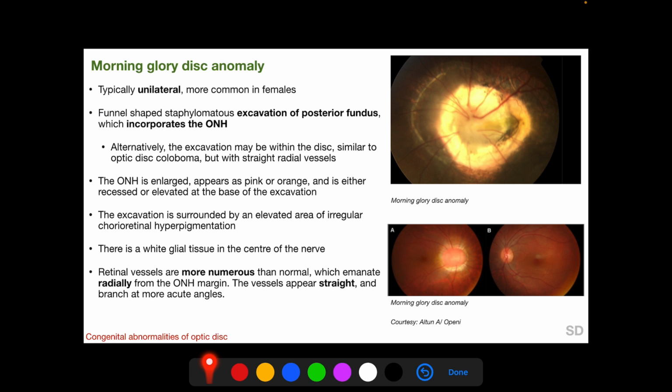The characteristics of retinal vessels in morning glory disc anomaly are very important and help to differentiate morning glory disc anomaly from other congenital anomalies of the optic disc. The retinal vessels are more numerous than normal, which emanate radially from the optic nerve head margin and appear straight and branch at more acute angles. So we find many vessels, but the vessels emanate straight and radially from the margin of the optic nerve head.